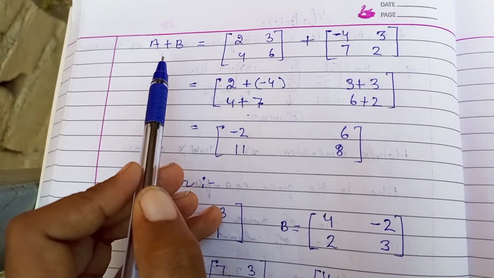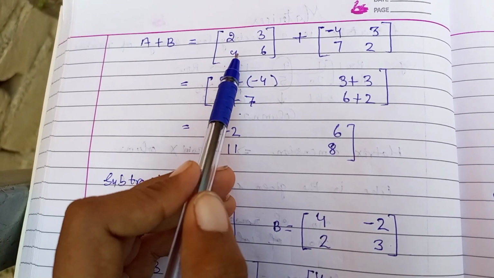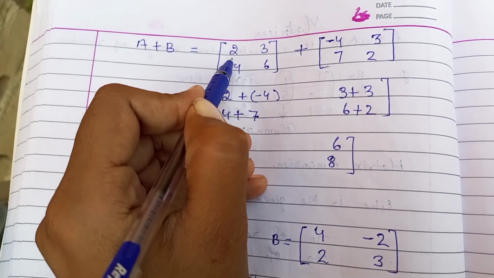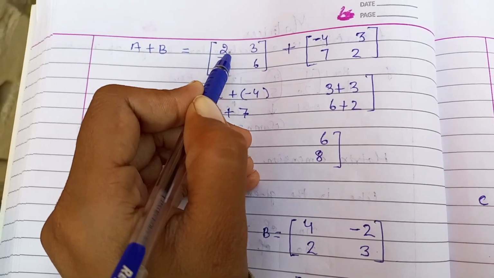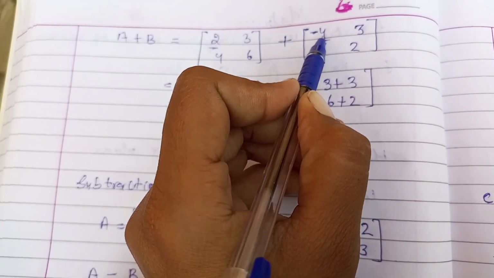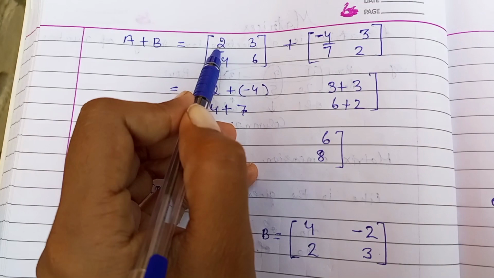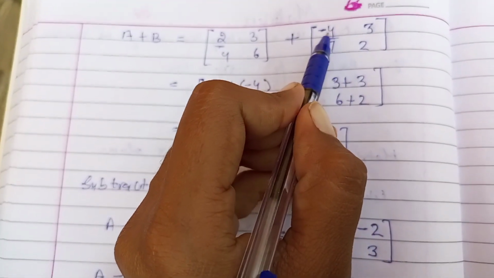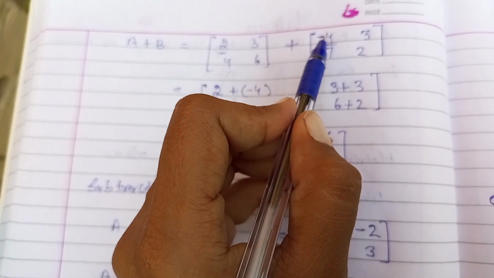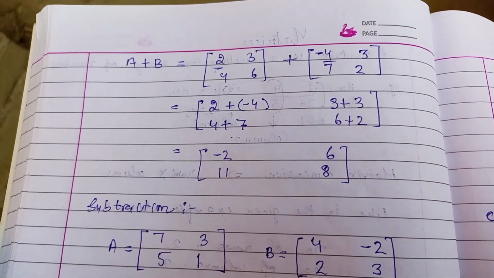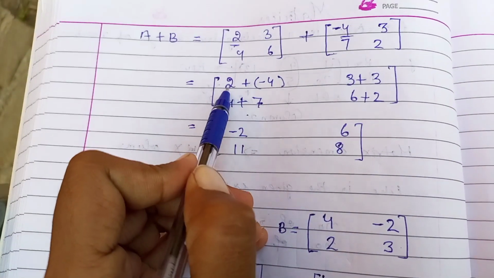So if I want to add two matrices, the element that is present at this position will be added to the element in the same position in the other matrix. This position we can say is A11, and in the B matrix this position is B11. So if I want to add these two, I must write it this way.